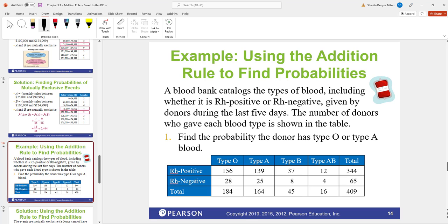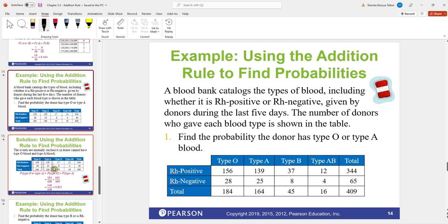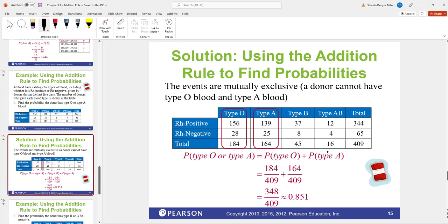In this next example, a blood bank catalogs the types of blood, including whether it's Rh positive or Rh negative, given by donors during the last 5 days. The number of donors who gave each blood type is shown in this table. We're going to find the probability that the donor was type O or type A. Well, you cannot be type O and type A at the same time, so these are considered mutually exclusive. So we know we have a total of 409 donors. There are 184 who are type O and 164 who are type A. So we add those together, put them over 409, divide it out, we get 0.851.